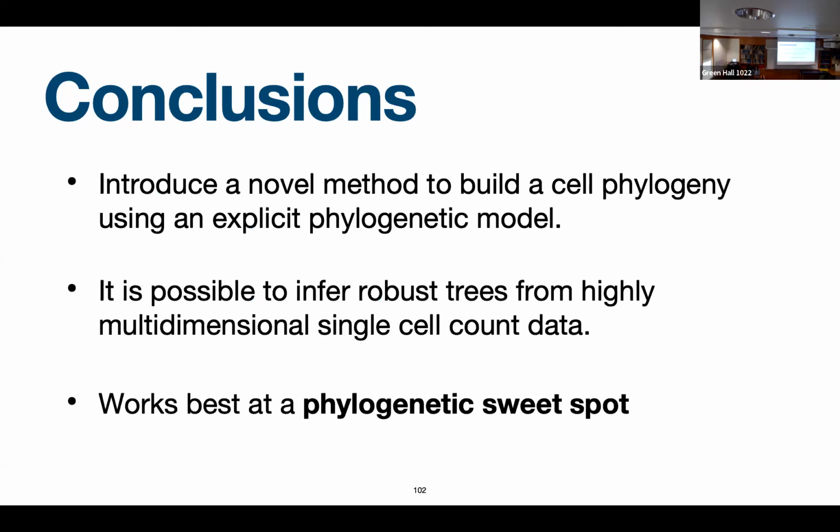Okay, so what did we achieve? We present a method to infer the first cell phylogeny using an explicit model of evolution. We confirmed that it is indeed possible to infer robust trees from single cell count data, even though it's highly multidimensional and continuous. And we pushed the taxonomic limits of my method and found that there was a phylogenetic sweet spot. Species must be closely related enough for cross-species integration to work, but distantly related enough for the organ signal not to overwhelm the cell type signal.